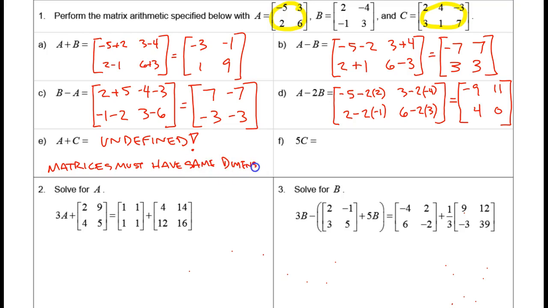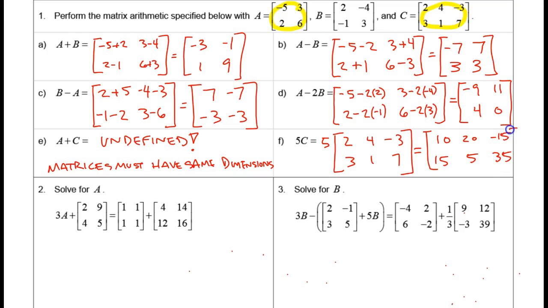All right, we'll move on to example F now. Example F is just 5, the scalar multiple of 5 times the matrix C. In order to do that, I'm just going to do 5 times every element in this matrix. And again, this acts pretty much like you would expect it to. I'm going to get 10, 5 times 2, 5 times 4 is 20, -15, 15, 5, and 35.